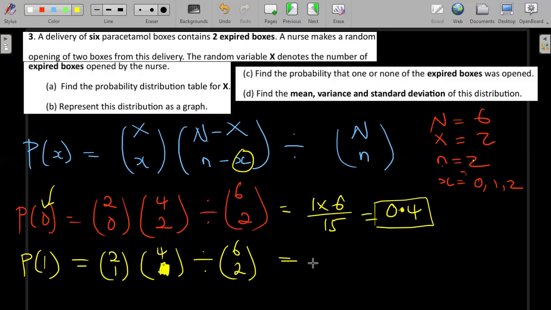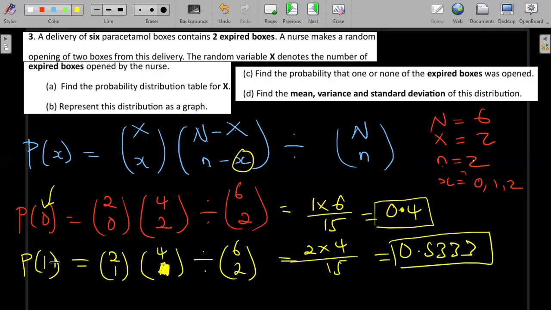Right, so let's find the answers. What is 2 combine 1? It will just be 2, multiplied by 4 combine 1, which is 4, divided by 6 combine 2, which still remains 15. So this is 8 divided by 15, which will give me 0.5333. So this is the probability of the random variable 1, or picking one box which is rotten, expired.